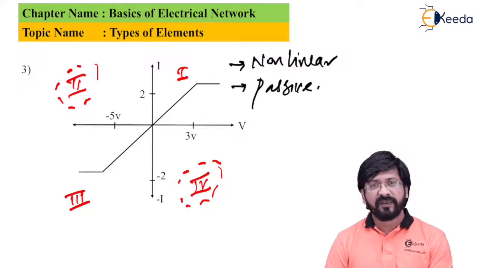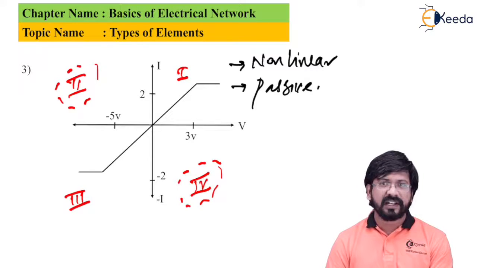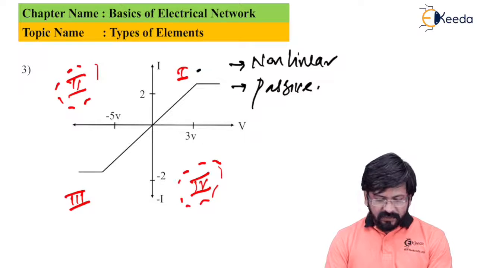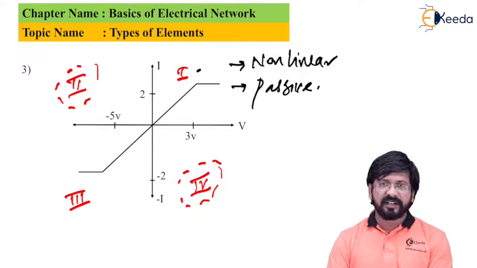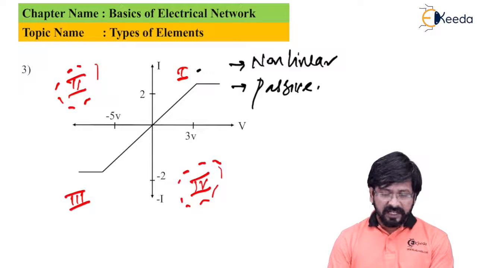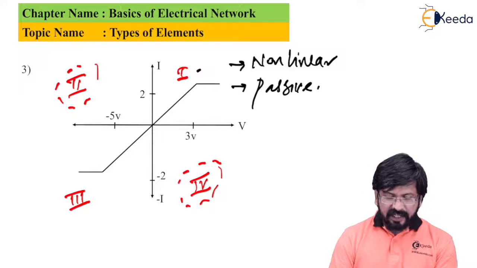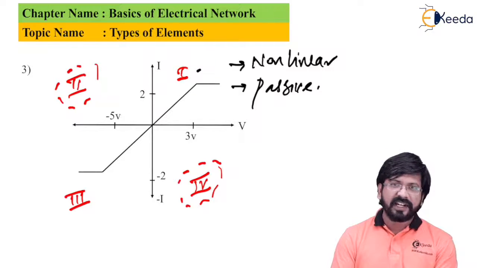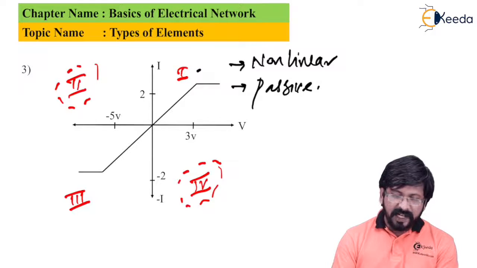Next, to identify whether it is bilateral or unilateral, as I said earlier, you have to see the diagonally opposite curves. So diagonally opposite, first and third, if you observe at first look, you may feel that it is a similar characteristic. But if you observe it carefully, in the first quadrant this characteristic is getting saturated after 3 volt, whereas in the third quadrant, as you can see, the characteristic is getting saturated after -5 volt.